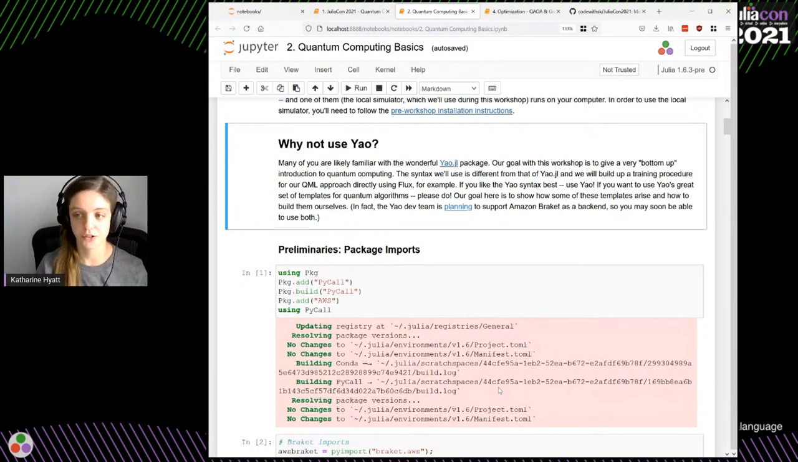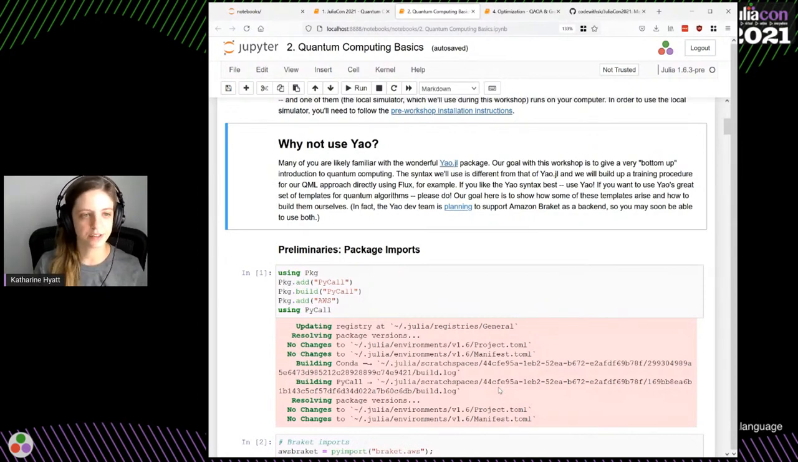It's a really great package. I strongly recommend it for people who are interested in quantum computing and Julia. They have a lot of really good templates for various quantum algorithms. And so our goal today is to show you how some of these templates arise, how you can build your own quantum algorithms in Julia. And if you're interested in going further with that with Yao, 100%. It's a very good package. I can't recommend it highly enough.